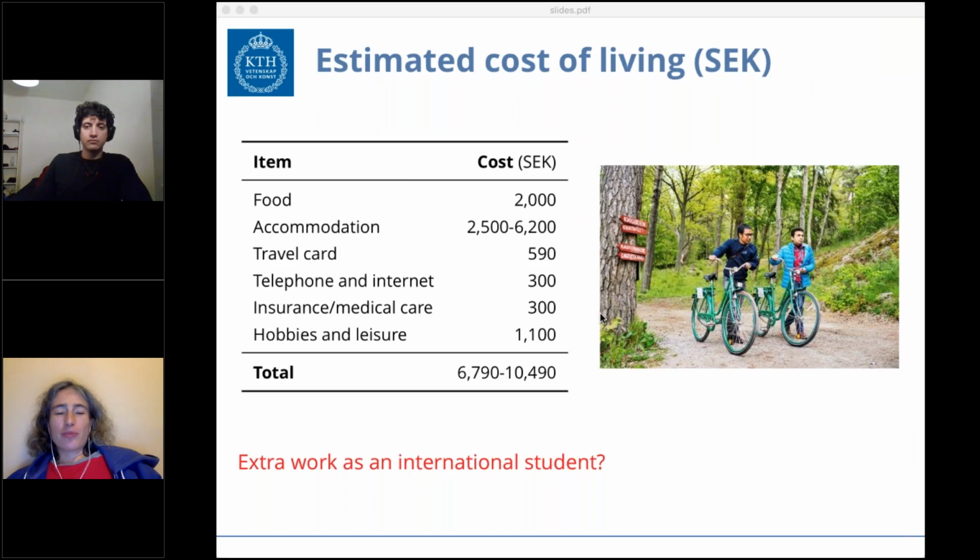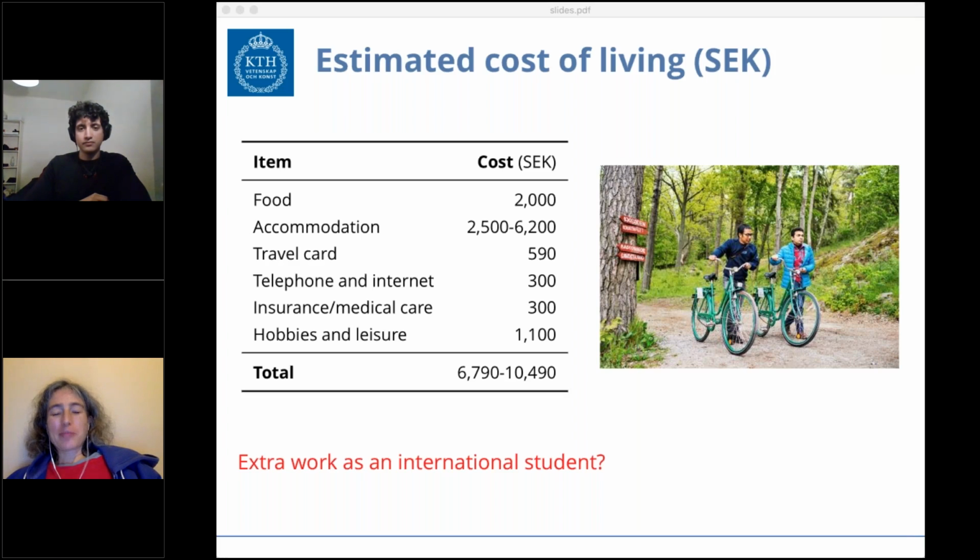Now for some practicalities. You might think we have a great machine learning program, but is it practical to live in Sweden? Here are the estimated costs of living in Sweden per month, as given by the Swedish Migration Board. These are the numbers they come up with, somewhere between 7,000 and 11,000 crowns per month.